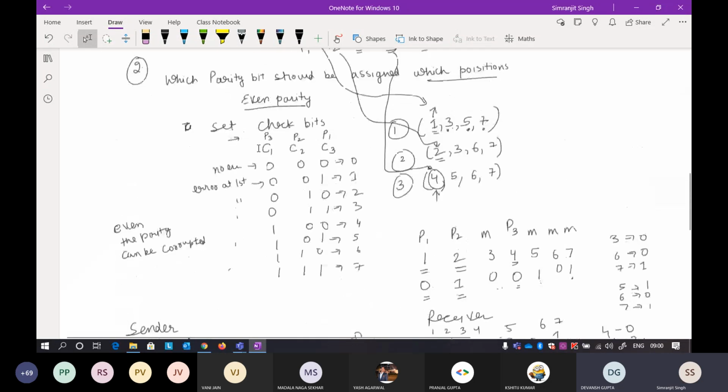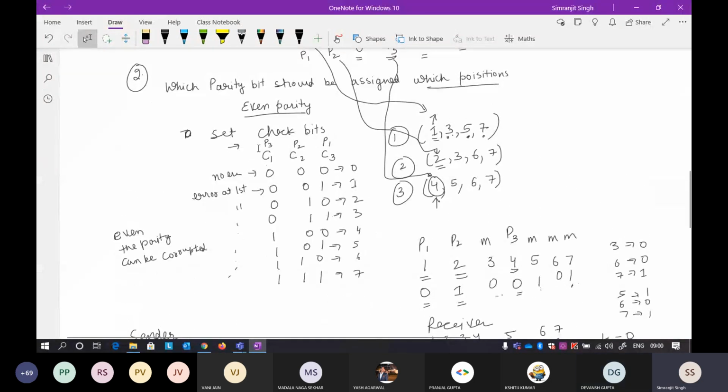Okay, it's very, very simple. Because there are 3 parity bits, I'm listing out all the possibilities that are possible with 3 parity bits. So I'm writing like this: 0 0 0, 0 0 1, 0 1 0, 0 1 1, 1 0 0, 1 0 1, 1 1 0, and 1 1 1.